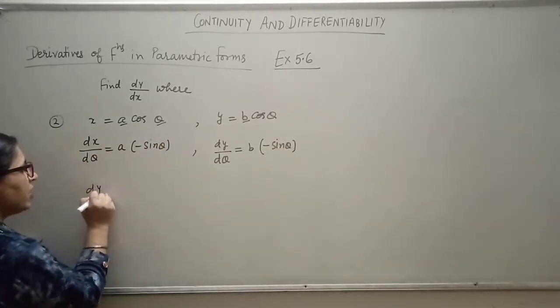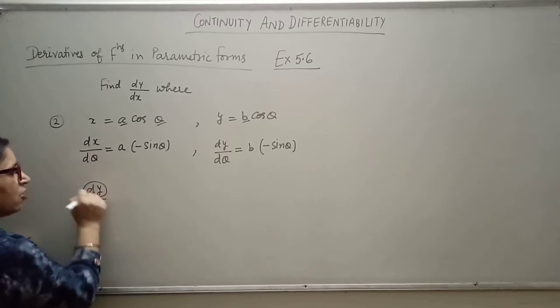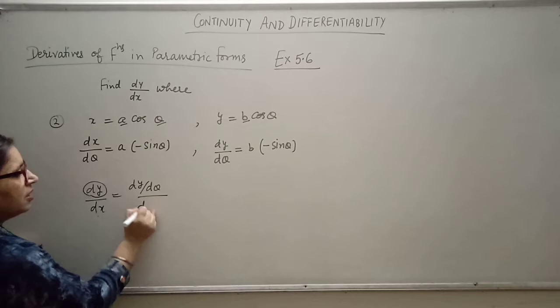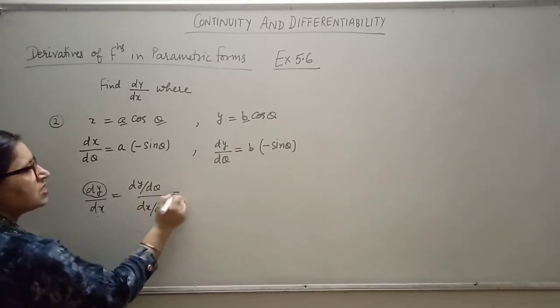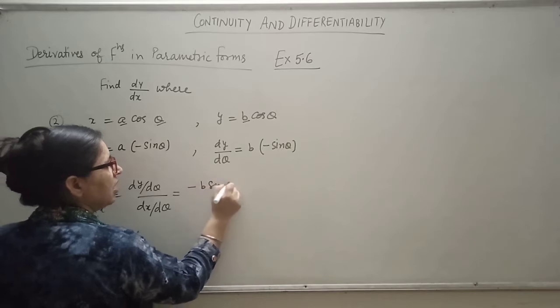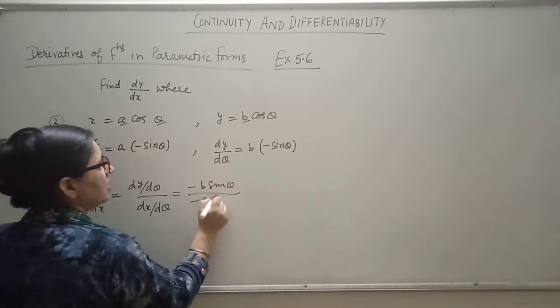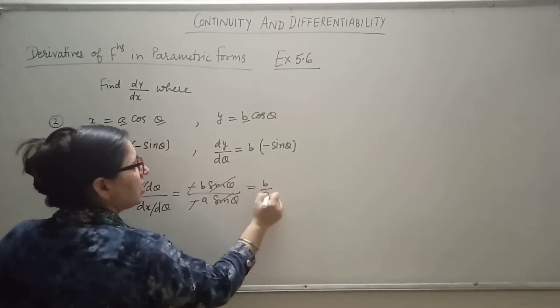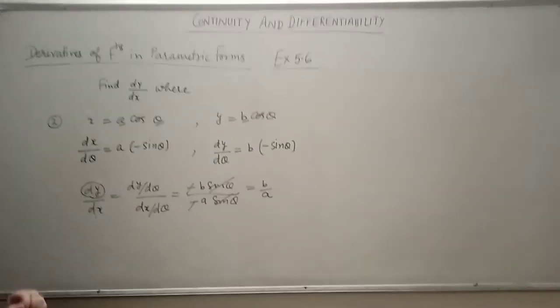Now I want to find dy by dx. Look, dy is on top, so dy by d theta will come on top, and dx by d theta below. What is the value of dy by d theta? That is minus b sin theta, and this is minus a sin theta. Minus cancels, sin theta cancels, so b upon a is left.